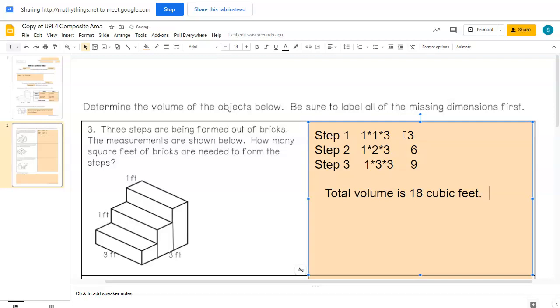Okay? Now, if you're in a system that does not allow you to write an exponent, then you can still write your answer as cubic feet this way. So you don't need to have the ability to write a superscript to write your answer correctly.